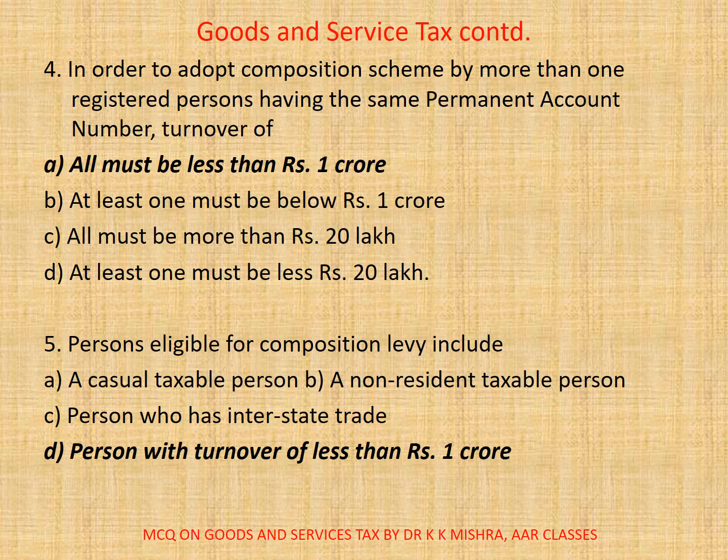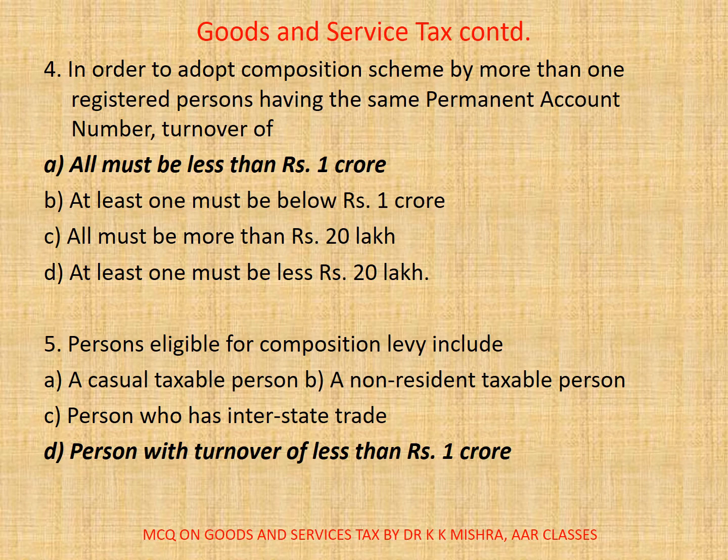Question 4. In order to adopt composition scheme by more than one registered persons having the same permanent account number, turnover of, options are: A. All must be less than rupees 1 crore, B. At least one must be below rupees 1 crore, C. All must be more than rupees 20 lakh, D. At least one must be less than rupees 20 lakh. Here correct option is A, all must be less than rupees 1 crore.